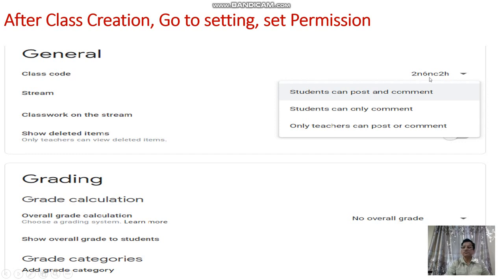Class codes. We click this one, class code is this one, student can post and comment. Student can only comment, only teacher can post or comment. One thing remember, after creating the classrooms, take care. The permission, which type of permission you want to give to your students.